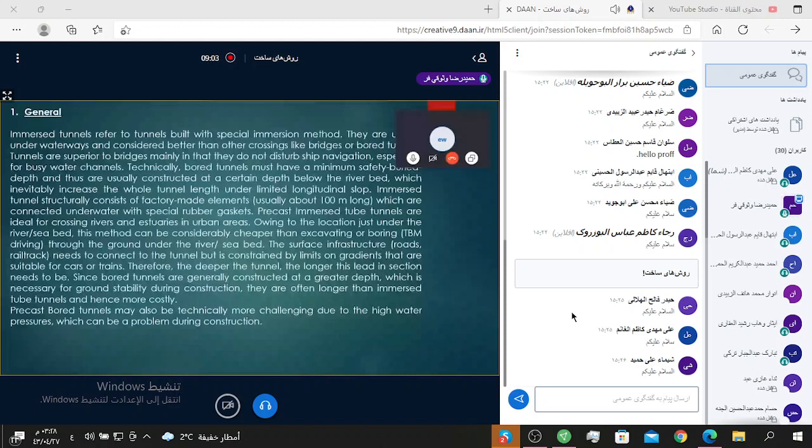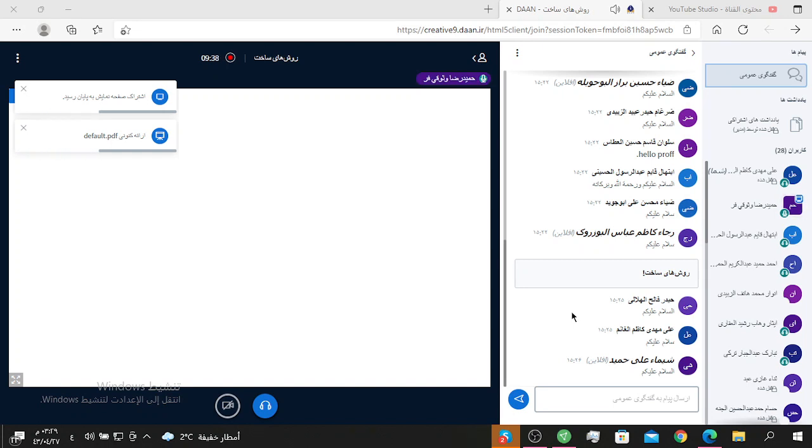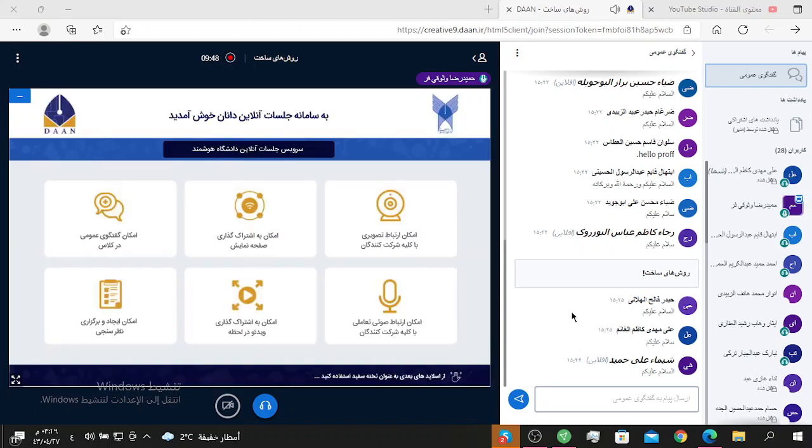It is called an immersed tunnel, built from elements. Underwater crossing a river situated on the sea bed. The service infrastructure connecting to the tunnel bed is constrained by limits of gradient, so they are suitable for cars or trains.